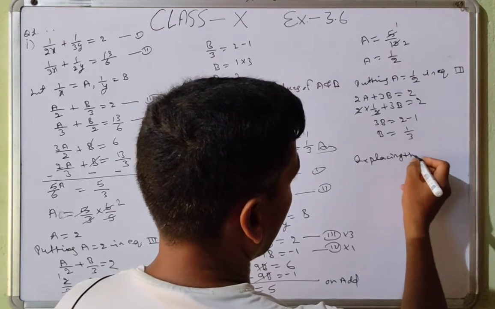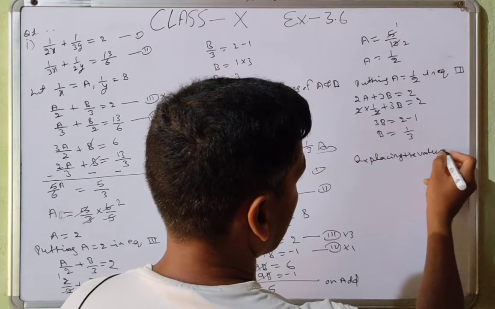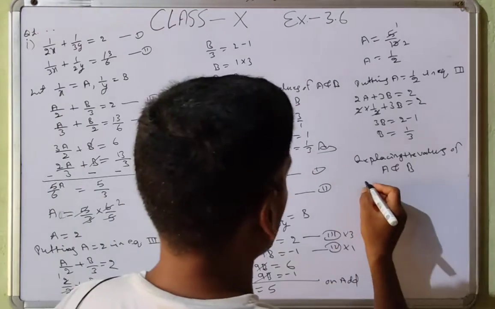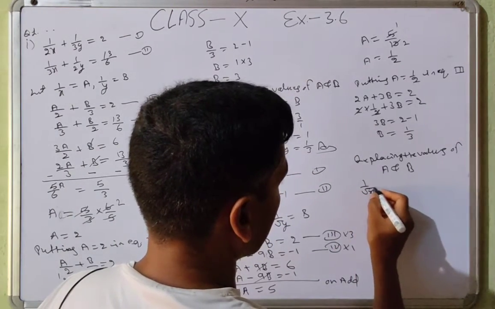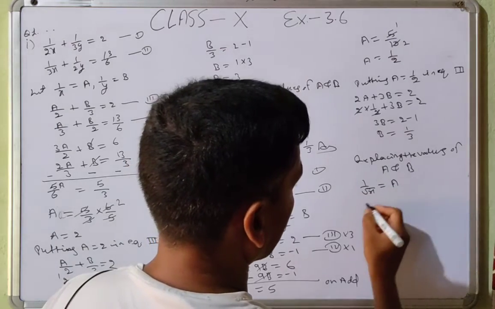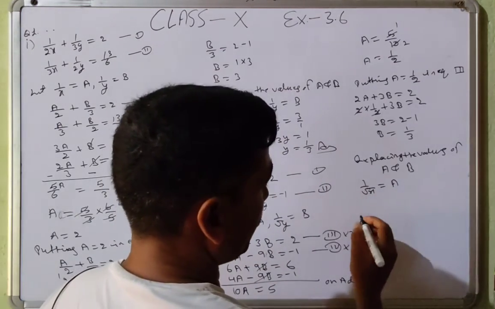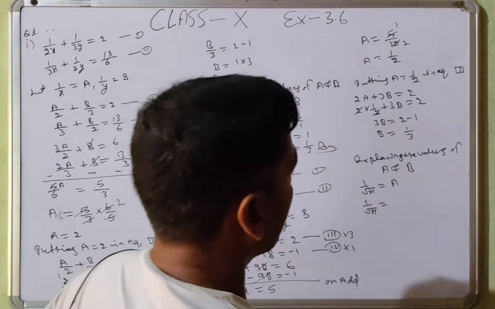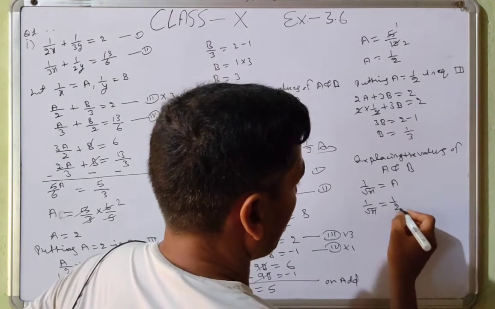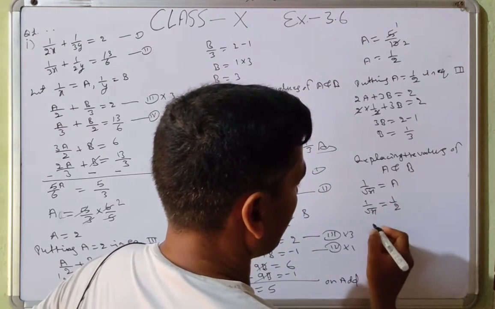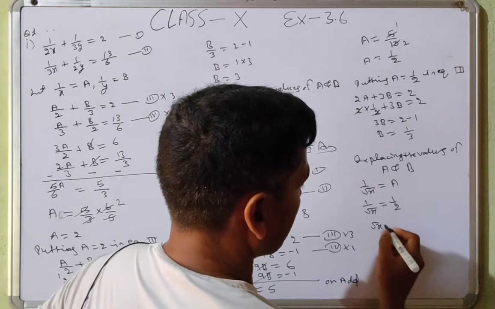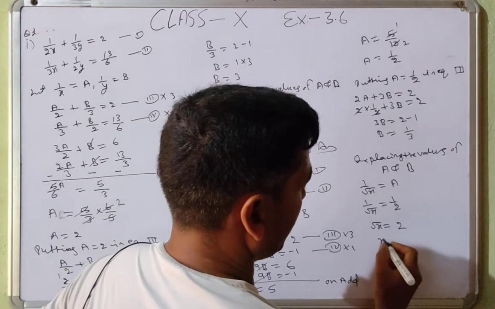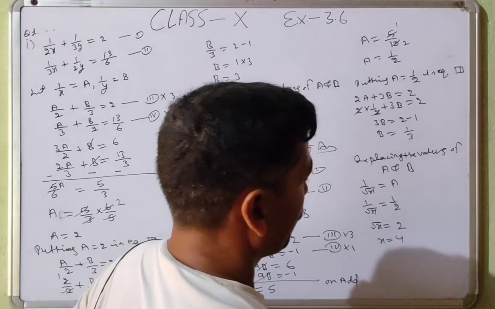Replacing the values of a and b. So 1 upon under root x is equal to a. So that will be 1 upon under root x, and that value of a is 1 upon 2. We can cross multiply: under root x times 1, under root x is equal to 2 times 1, 2. When we remove this under root, then that will be squared, that means 2 times 2 is 4.